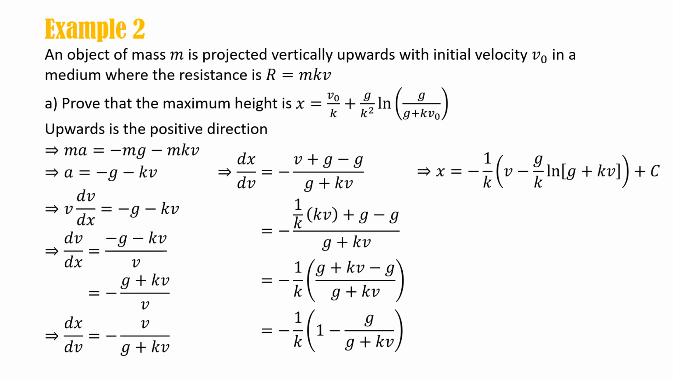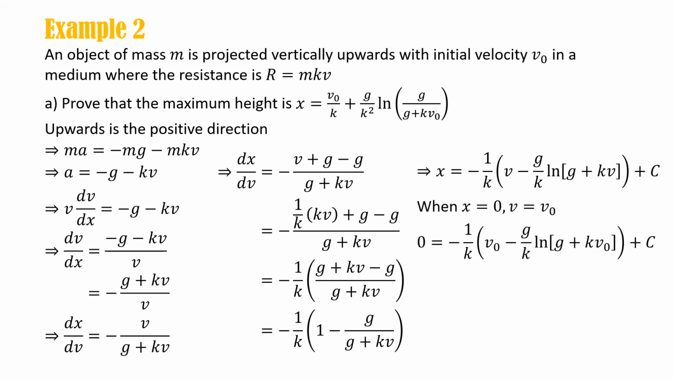So what do we know? Well, we know that when we launch, my displacement is zero when time is zero, and then my velocity is going to be initial velocity v zero. So I can substitute those in. So when x is zero, v is v zero.